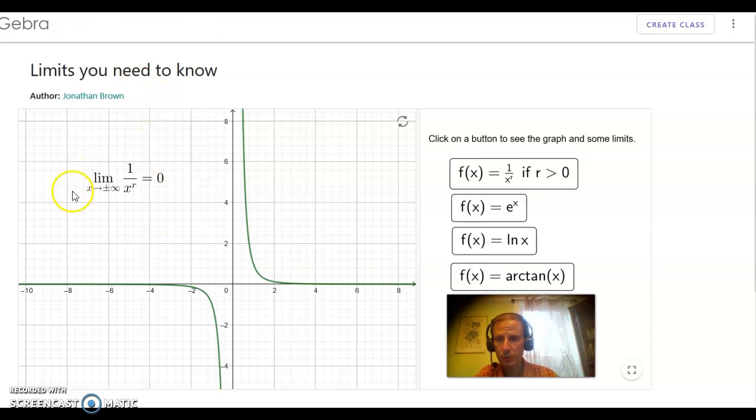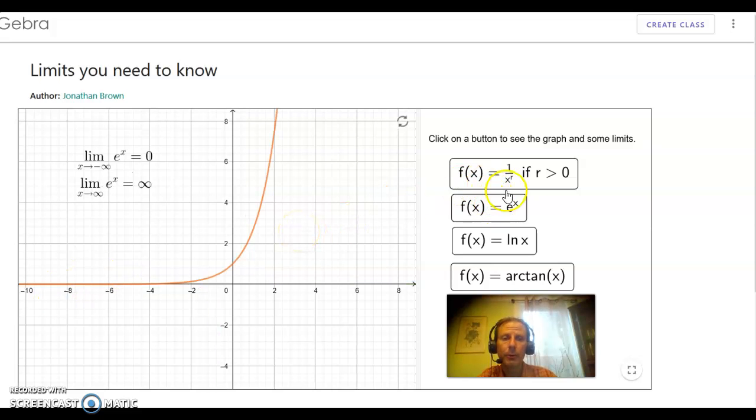So the first one, which you've already been using, is that the limit as x goes to plus or minus infinity of 1 over x to the r is 0, provided r is positive. And you can tell that by looking at the graph. The graph of any function like that is going to have this overall shape, and you can tell that it's got y equals 0 as a horizontal asymptote both on the right and on the left.